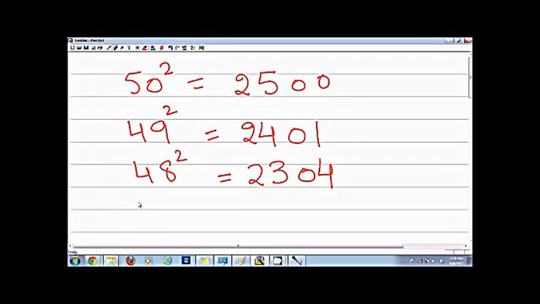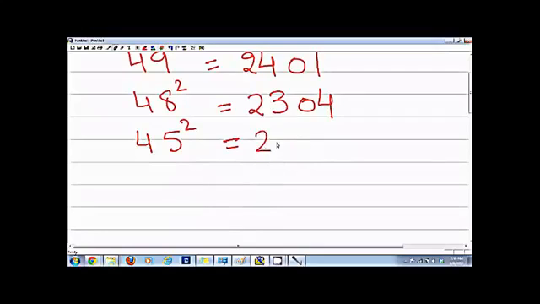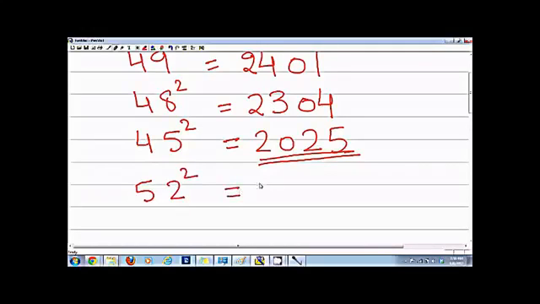Same thing, if I have 45 square, then I'll subtract 5 from 25, that will be 20, and then take the square of 5, that is 25. So the answer is 2025. And we can also go for numbers which are bigger than 50. For example, if I have 52 square, then I add 2 to 25, which is 27, and then I'll write the square of 2, which is equal to 4. So its answer is 2704.